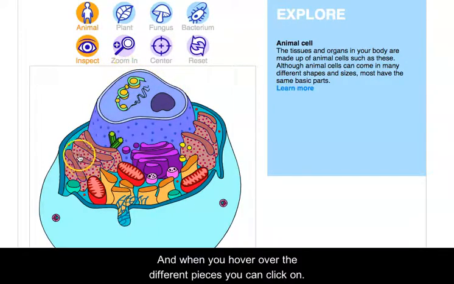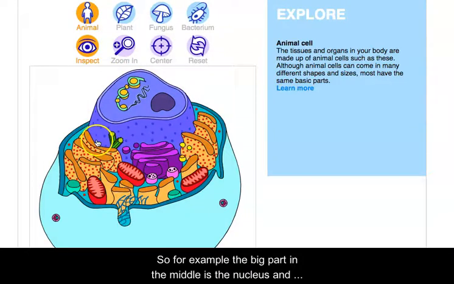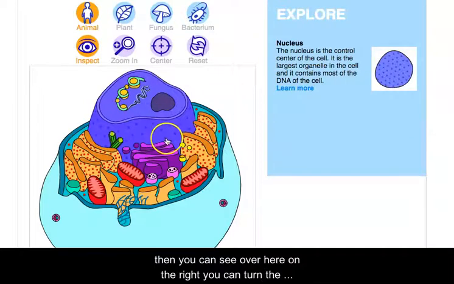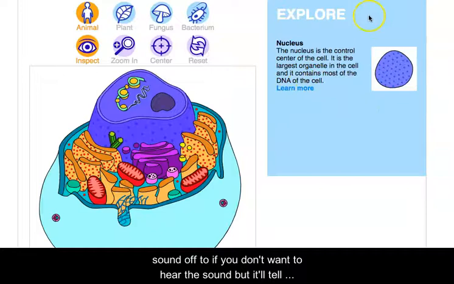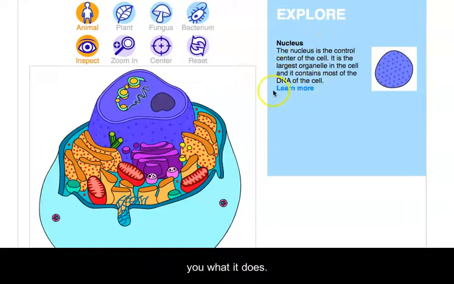And when you hover over the different pieces, you can click on them. So for example, the big part in the middle is the nucleus. And then you can see over here on the right, you can turn the sound off too if you don't want to hear the sound, but it'll tell you what it does.